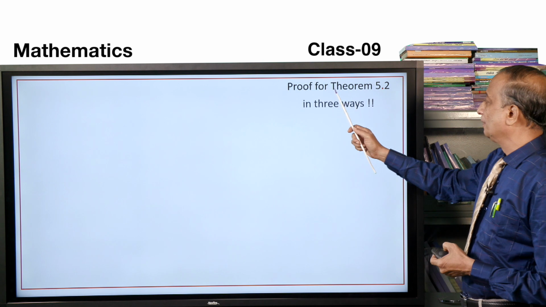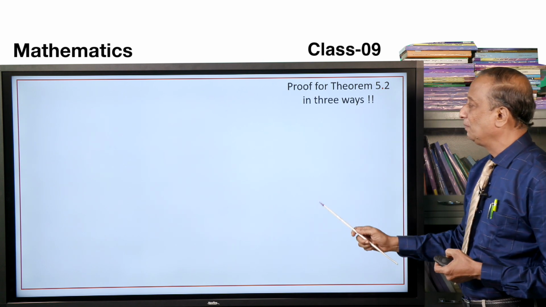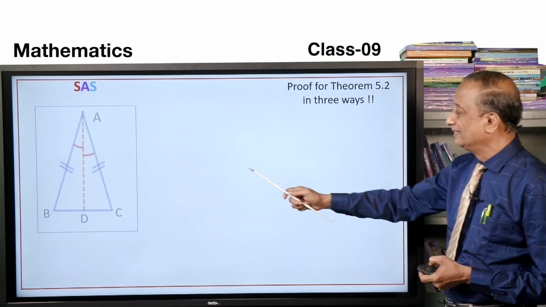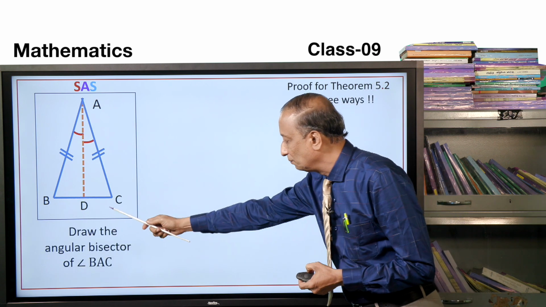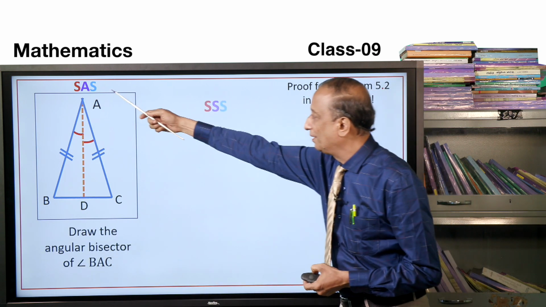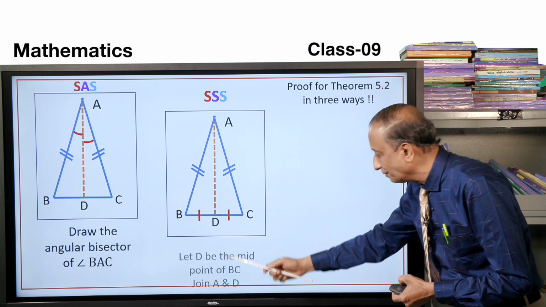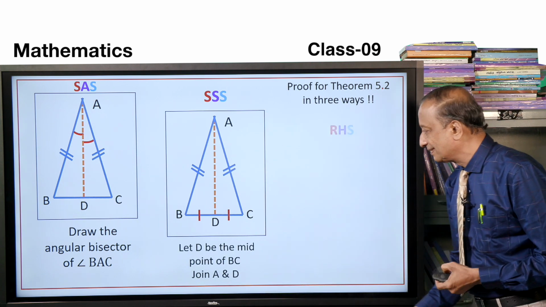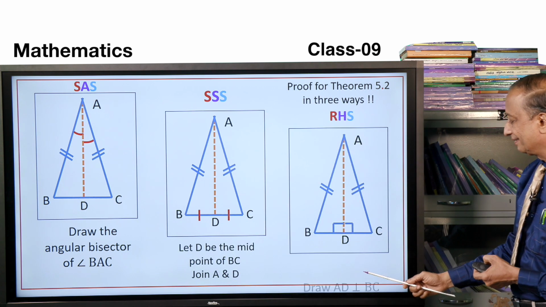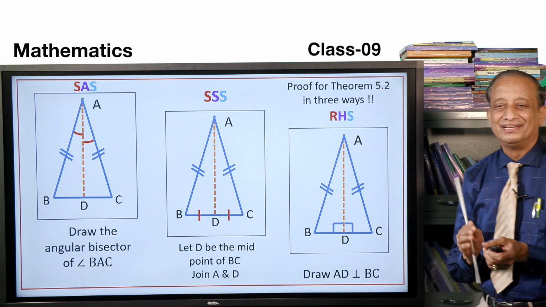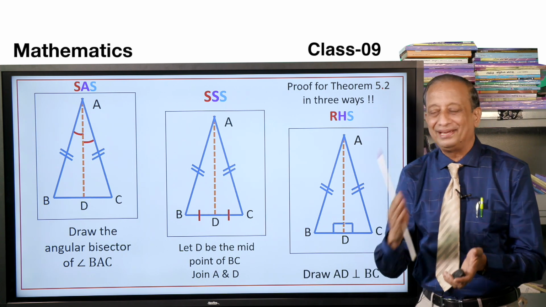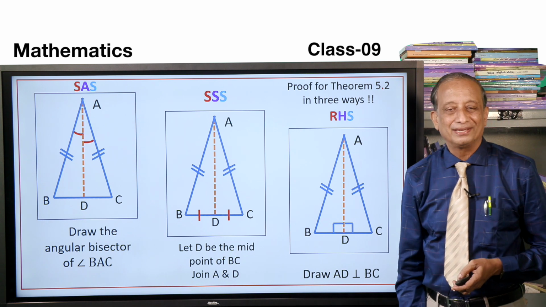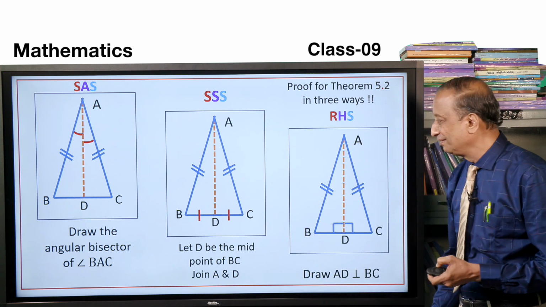So the proof for theorem 5.2 we could do in 3 ways. If you draw the angular bisector, you have to use SAS. If you draw the median, you have to use SSS. If you draw the perpendicular, then you have to use RHS. So in 3 different ways, theorem 5.2 can be proved so beautifully, children.